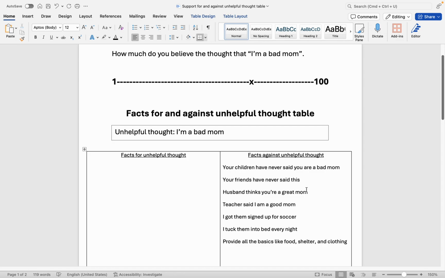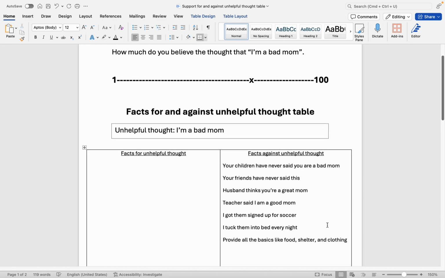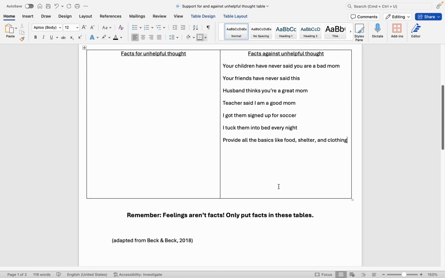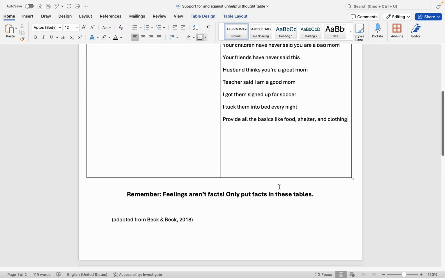So you can continue to do this exercise for longer. Usually I'll do it for about this long. Maybe I'll add a couple more and I'll say, so looking at these two charts next to each other, these facts for unhelpful thoughts and these facts against this unhelpful thought, we don't have any facts over here that say that you're a bad mom, but we have a lot of facts over here against that thinking that you're a bad mom. Because remember, feelings aren't facts, and we're only putting facts in this table.